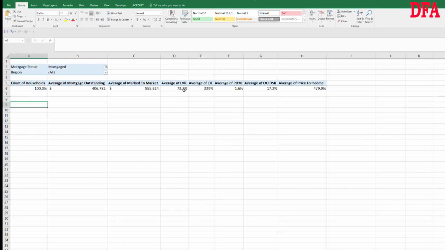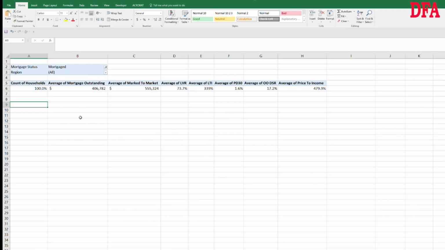We have an average loan to value ratio of just over 74%, an average loan to income ratio of 339%, and an average 30-day probability of default of 1.6%. The average owner-occupied debt service ratio, in other words, is 17.2% of income going to service the debt at current levels. And then the average price to income across the portfolio.